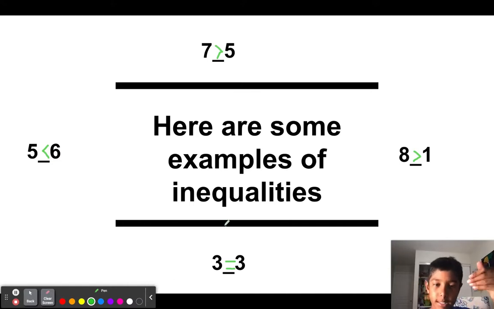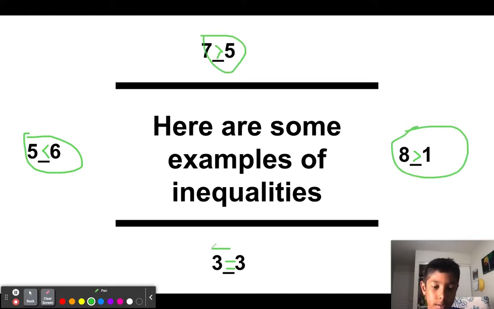So these are what we call inequalities. These equations right here, like 5 and 6, 7 and 5, 8 and 1, and 3 and 3. These are all inequalities. And this is how you read them.